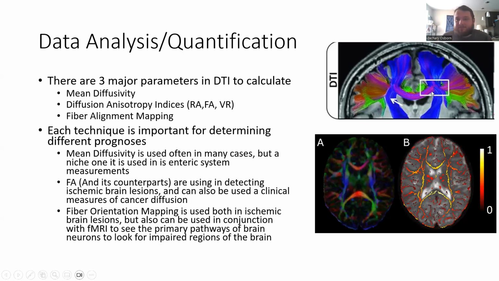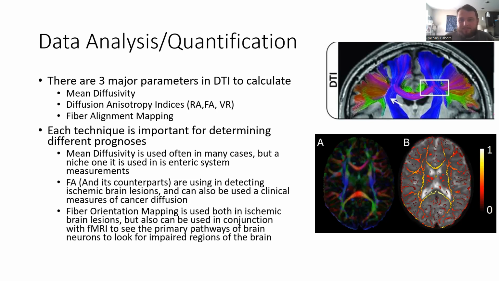Up here, we actually see an image of the fiber alignment mapping, which is orientation mapping or alignment mapping, however you want to say it. And it's used a lot in ischemic brain lesions, but can also be used in conjunction with fMRI to identify structures where we see different things flowing, which can correspond to what fMRI's signal is popping up inside the brain.